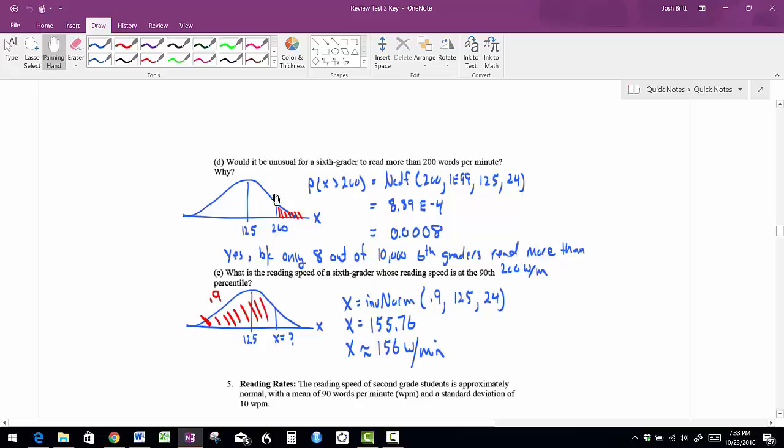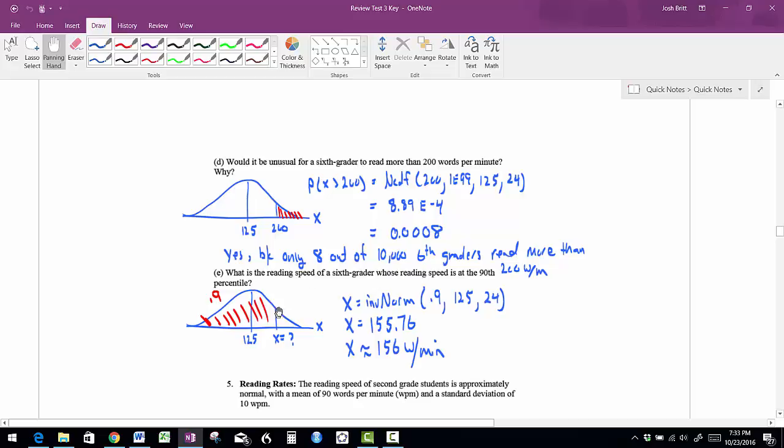Alright, so would it be unusual for more than 200 words per minute? So here you go. Scientific notation 8.9, this just means times 10 to the -4, so 1, 2, 3, 4. Just move the decimal point to the left 4 spaces.